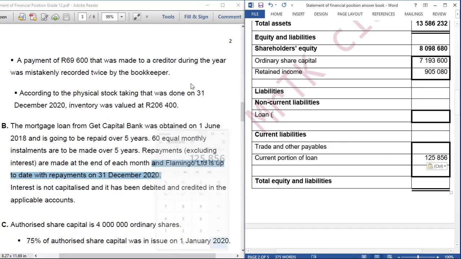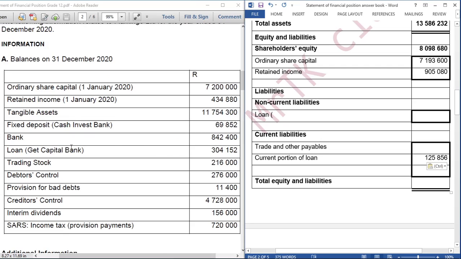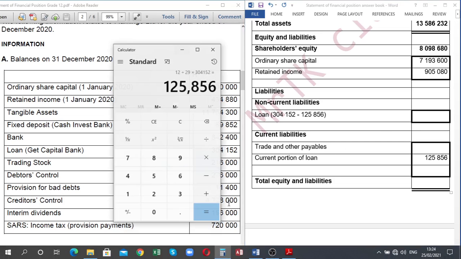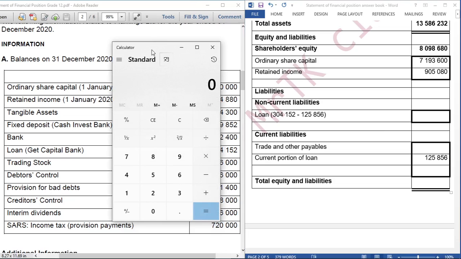So we should subtract that from this. 304,152 subtract the amount that we have calculated. What do we get? 304,152 subtract 125,856. We are going to get 178,296. Then, since it is only one amount here, it is also going to be our total here.